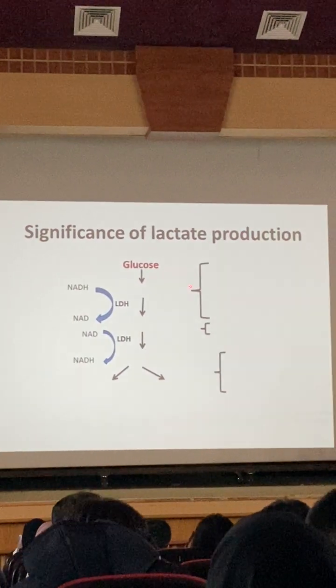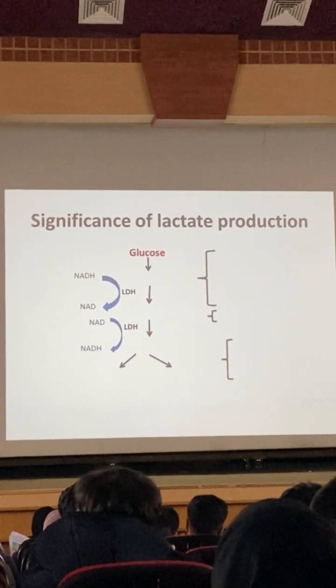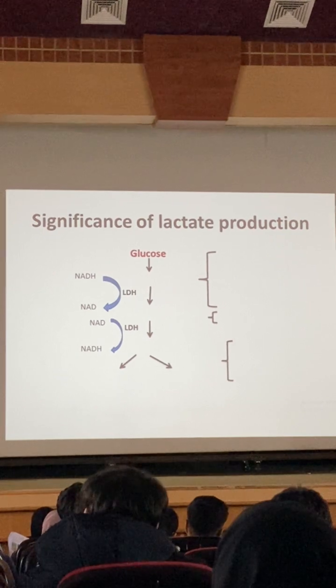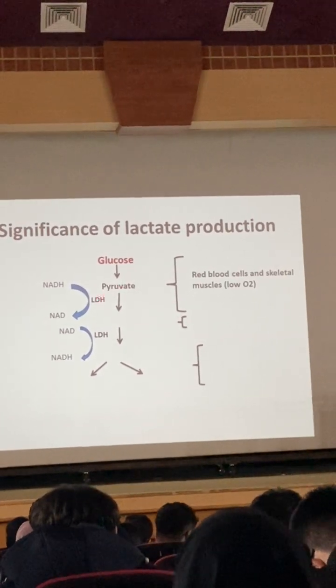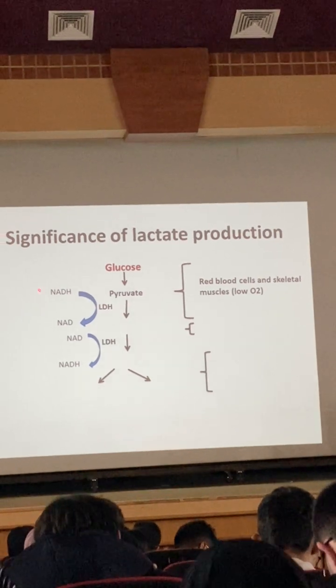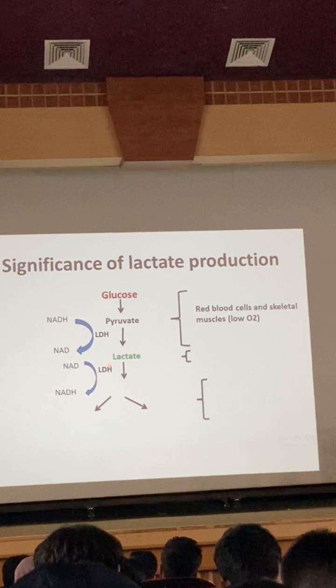Which one can lactate do? Lactate can do this if you have an anaerobic pathway, if you don't have oxygen or mitochondria. Lactate is made from glucose and pyruvate. Pyruvate is converted by LDH, the lactate dehydrogenase, to lactate.